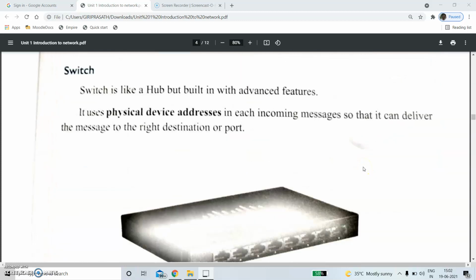Okay, then switches. It is like a hub, but it is built with advanced features. It looks like a hub only, but it has some extra facility. So it uses physical device addresses. Each device has an address in each incoming message, so that it can deliver the message to the right destination or port. The switch will receive the request with the device addresses.